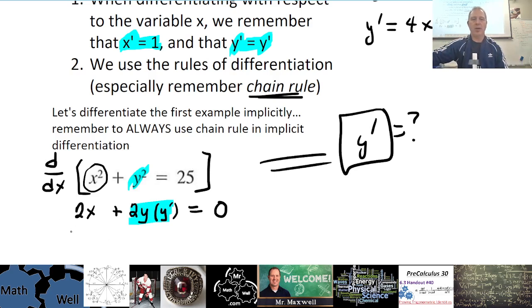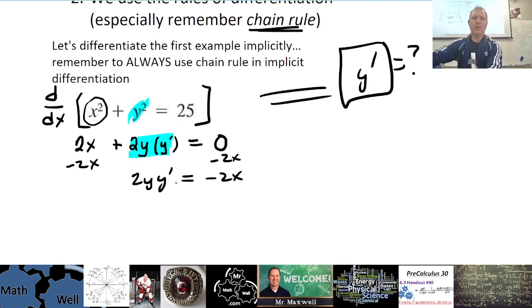So now I subtract 2x from both sides. Okay, regular algebraic manipulation here. 2y prime equals negative 2x. And I'm going to get y prime by itself, so I need to divide both sides by 2y. And so y prime now is all by itself, and I simplify the right side, and I get negative x over y.